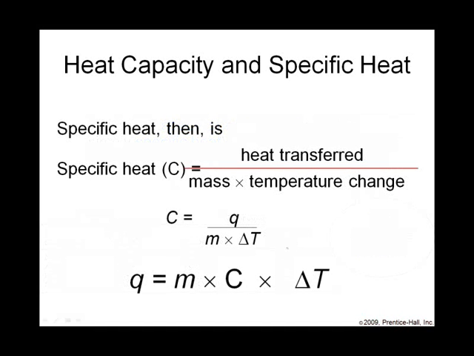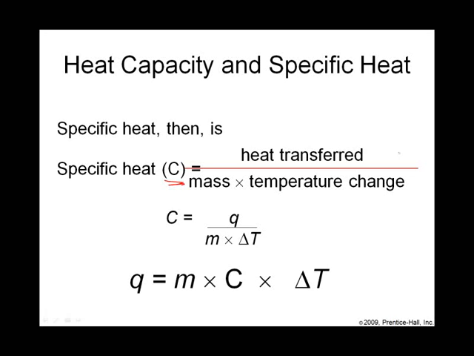Now this should be a review from Honors Chem. You should have learned this in Honors Chem. Specific heat is defined as this value C, and it's the heat transferred over the mass times the temperature change. And we rewrote that last year as Q equals the mass in grams times C, which is the specific heat capacity, times the change in temperature.